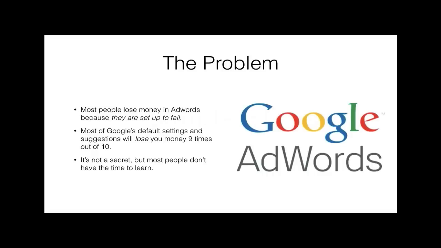And I see this over and over again when I look at potential client accounts or even look at accounts for friends. They're set up to fail from the very beginning. That's because a lot of Google's default settings and even the suggestions they give you will lose you money 9 times out of 10. And I'm not making that up. Google's suggestions are designed to maximize profits for Google, not for you. So that's not a secret, right? That's not something that I'm making up or bringing out of thin air. That's something that a lot of people know, but most people don't have the time to learn the alternative, to learn a system that actually maximizes profits and lowers their own costs for them.